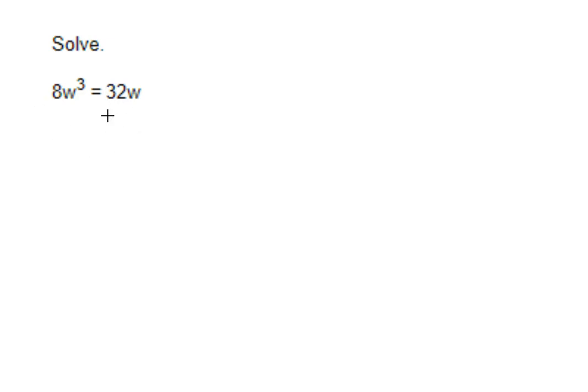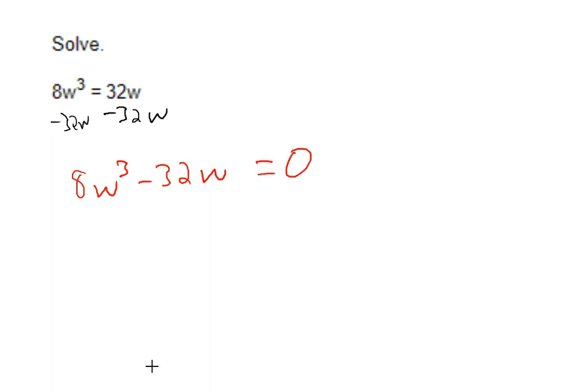So again, step 1, get 0 on one side. So I'll subtract the 32w to the left-hand side. And so I'll have 8w to the 3rd power minus 32w equals 0. Got to get it equal to 0 first. Then we'll factor, and I'll start by factoring out the greatest common factor, which will be 8w, and that's going to leave me with a w squared minus 4.